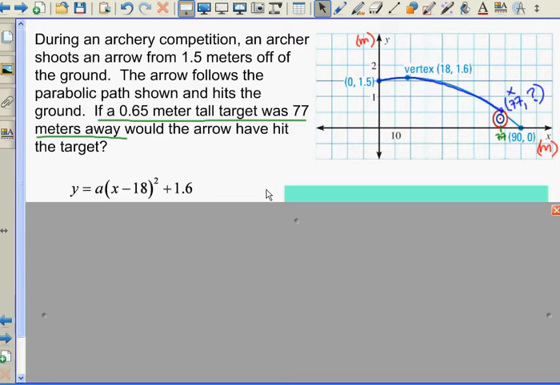So let's take another point. We have 2 to pick from. We could either use the y-intercept or the x-intercept. I wanted to avoid decimals, so I'm using the point 90, 0 that's on the path.